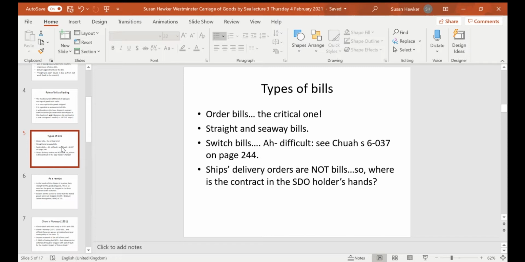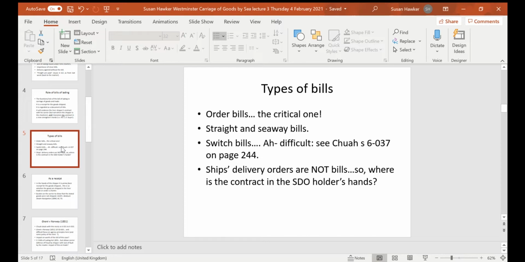Generally, order bills are used. Strait or seaway bills might be used. And as the issue is what is the carrier's liability, it's always going to be what is the carrier's liability. And actually today, since the Raffaella S., it won't really make a lot of difference. It isn't really a particularly contentious issue. But just be aware of the debate.